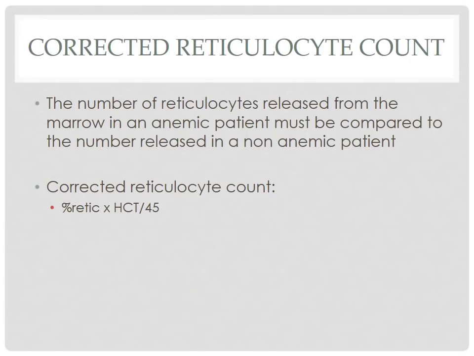Corrected reticulocyte count. In cases where a patient is anemic, they're going to be releasing reticulocytes more often compared to a non-anemic patient. So there is a correction done for the reticulocytes. So you take your reticulocyte percentage times the hematocrit over 45 to give you that corrected count.